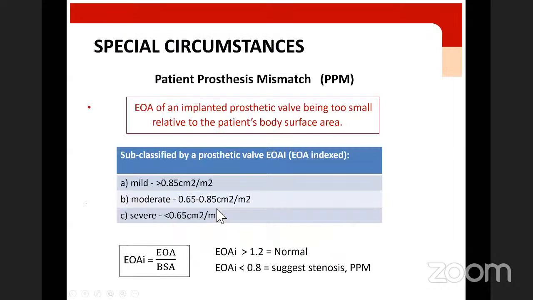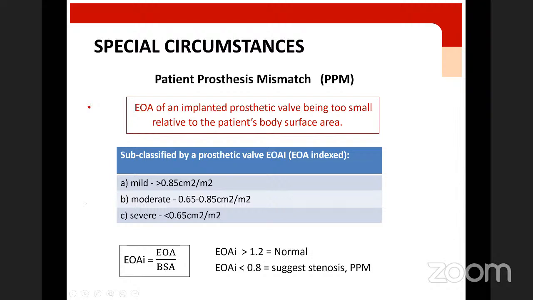To define patient-prosthesis mismatch, it can happen when the effective orifice area of an implanted prosthesis is too small relative to the patient's body surface area. Patient-prosthesis mismatch can be classified by another parameter called the indexed effective orifice area. This indexed effective orifice area is derived as this equation shows, effective orifice area over the body surface area. The normal indexed effective area is more than 1.2. This is what we are aiming for. Anything above 1.2 is good for our valve. Anything less than 0.8 is considered patient-prosthesis mismatch.